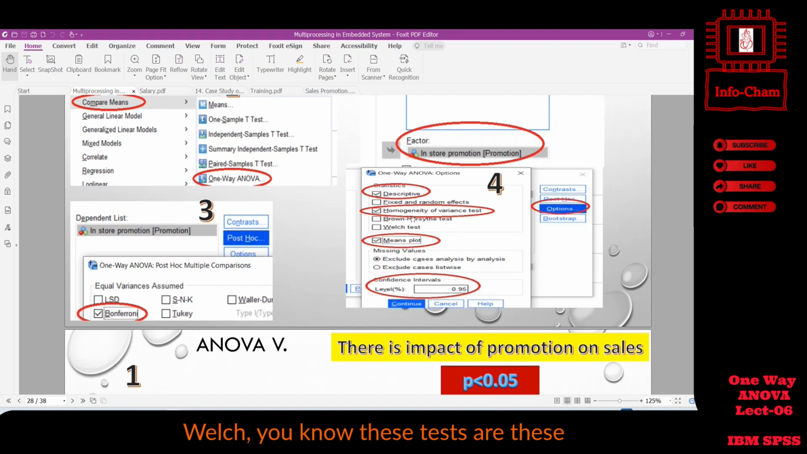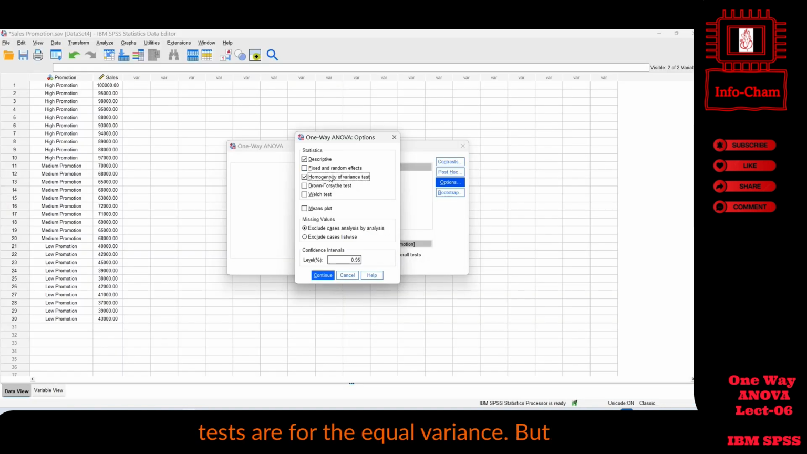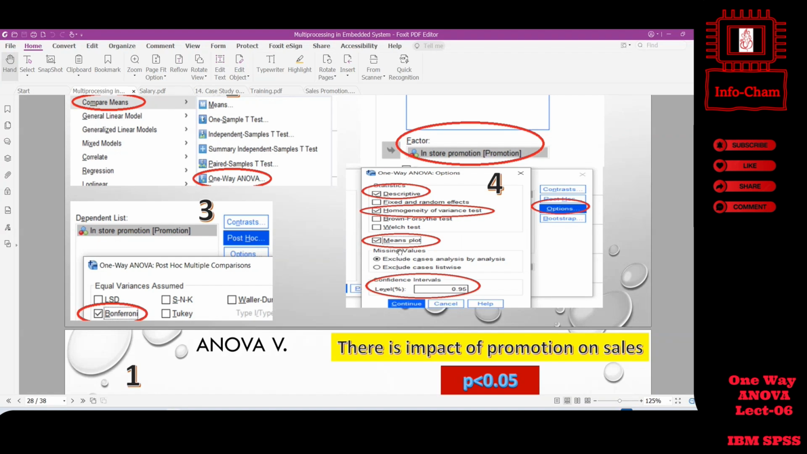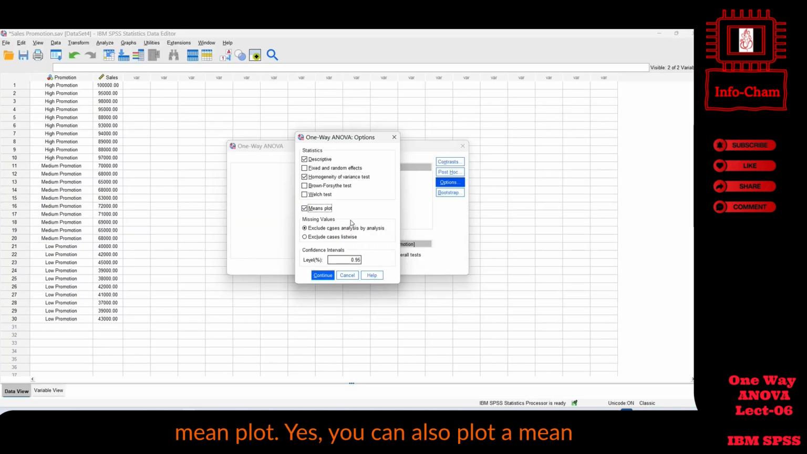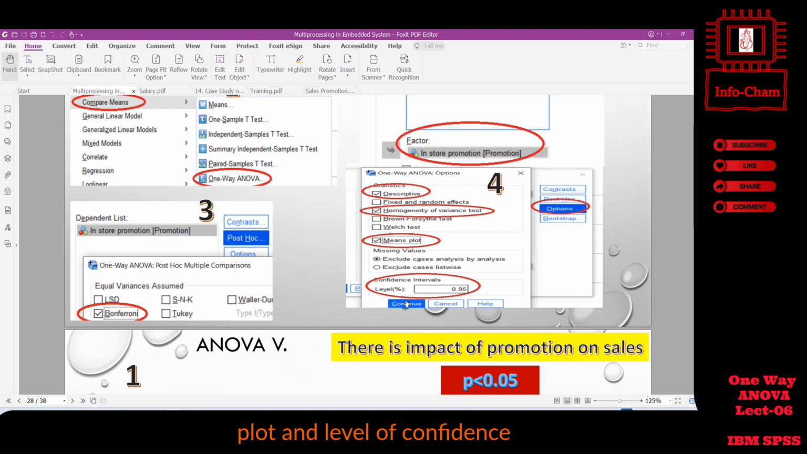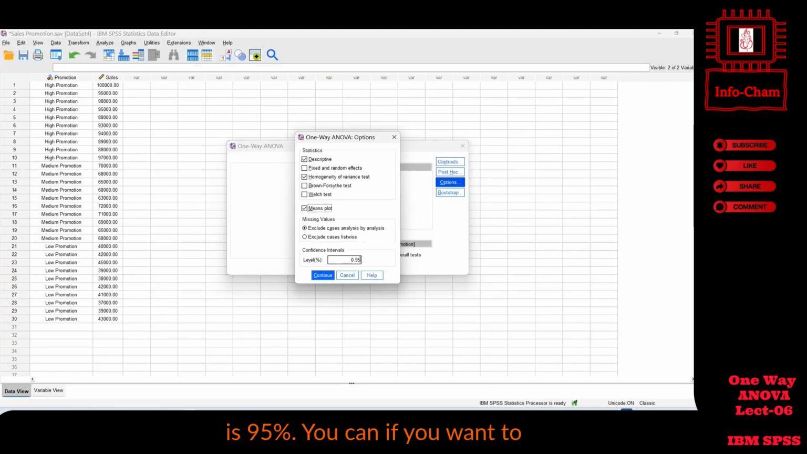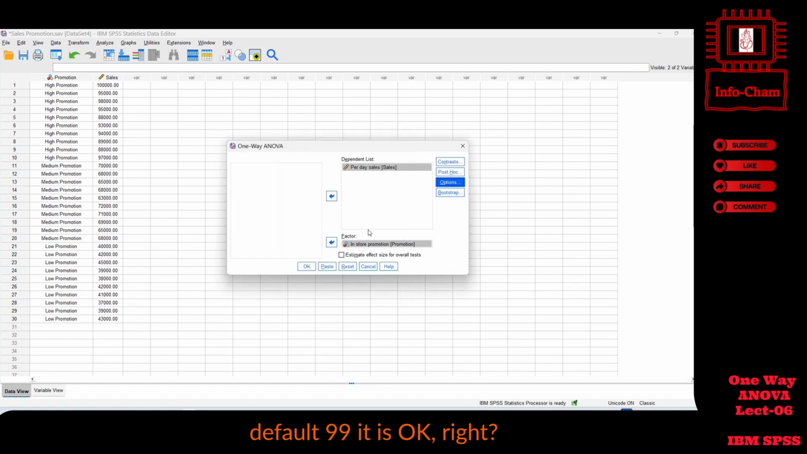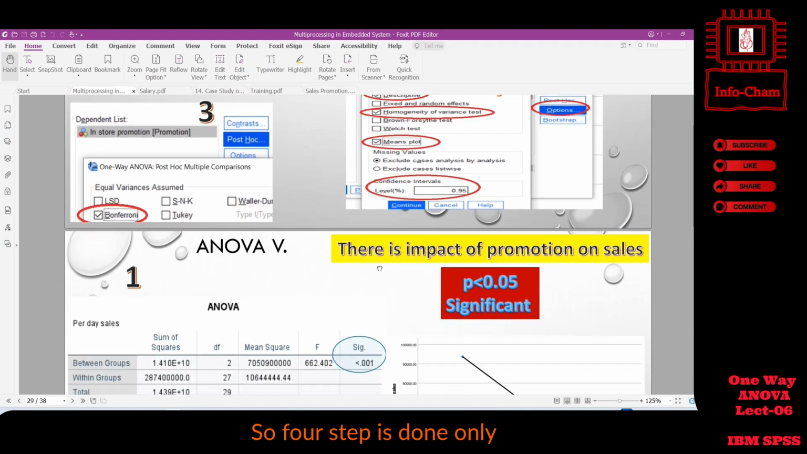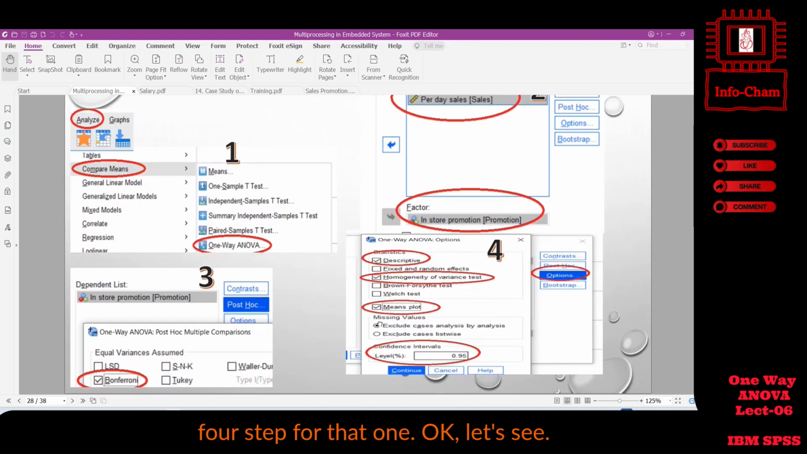Welch, these tests are for the equal variance, but the formulas are a little different. But we are not worried about it. Welch is enough for us. Welch is also a t-test. Here is the mean plot. Yes, you can also plot a mean plot, and the level of confidence is 95%. If you want to be more sure, you can use 99%, but by default 95% is okay, right? So the fourth step is done. Only four steps for that one.